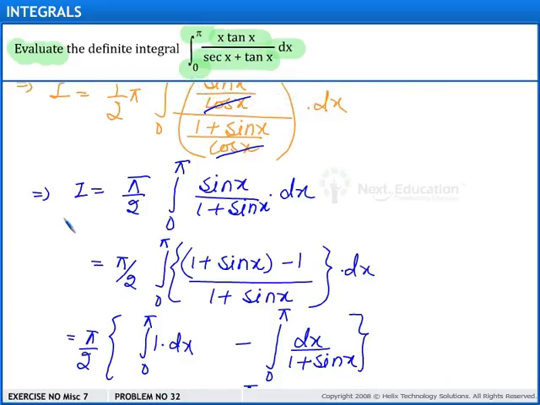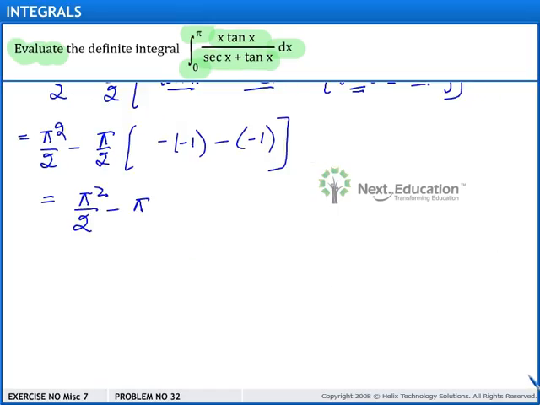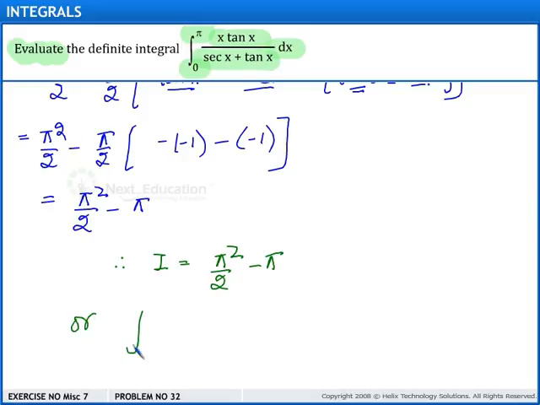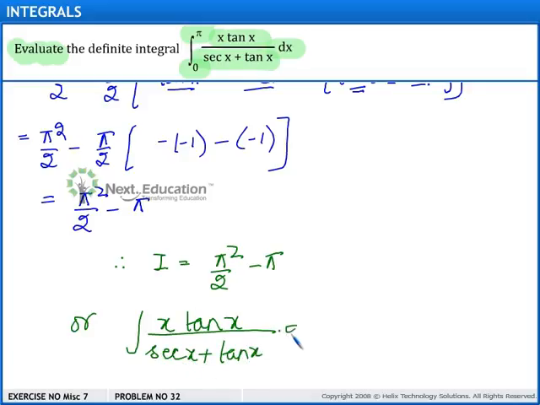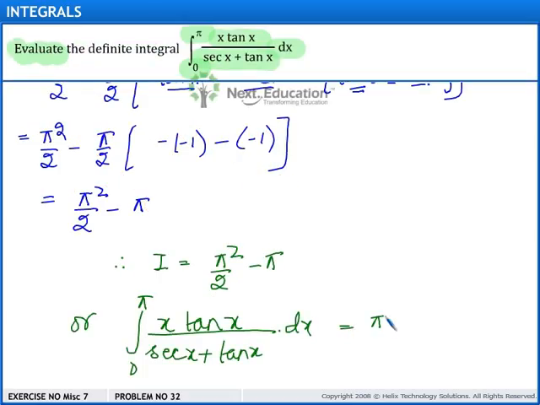Therefore, I is equal to pi square divided by 2 minus pi, or we can say that the integral of x tan x divided by sec x plus tan x into dx from 0 to pi is equal to pi square divided by 2 minus pi. This completes the solution.